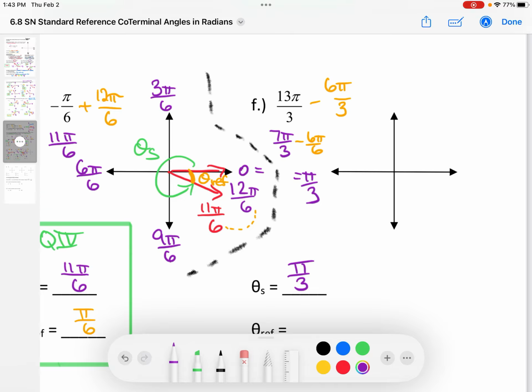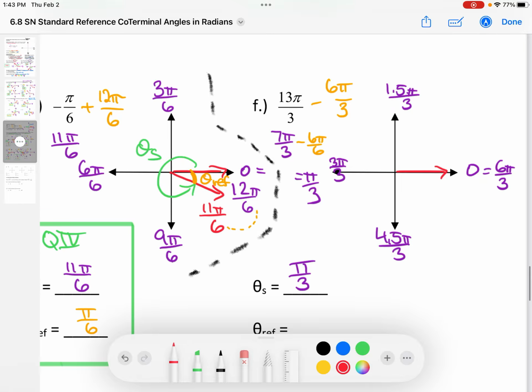And labeling this axis in terms of pi over 3, we have 0 on the right. We have 3 pi over 3 on the left. Up top is going to be half of that, 1.5 pi over 3. So we count by 1.5 in the numerator, 0, 1.5, 3, 4.5 pi over 3, and 6 pi over 3.